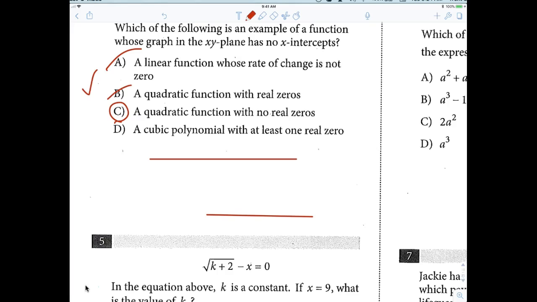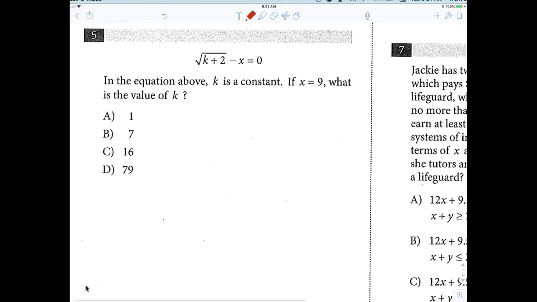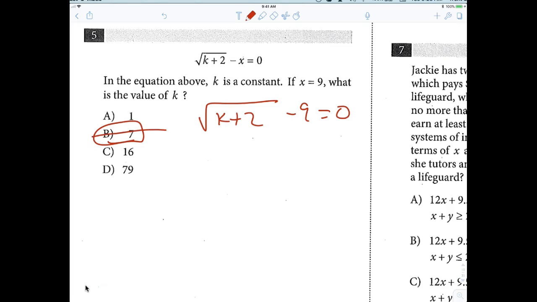All right, so now, number 5, I was really mad at some of you because you're just putting down numbers. If you don't know how to do this problem, you can just plug the numbers in. It says x is 9. So the square root of k plus 2 minus 9 equals 0. Come on now. If I plug in 7, 7 plus 2 is 9. The square root of 9 minus 9 is not 0. Is that right? Yeah, you're right. I got it. Yes. So that's out.